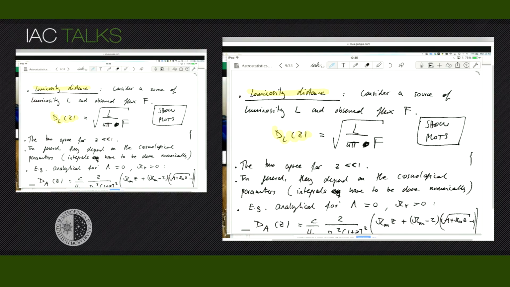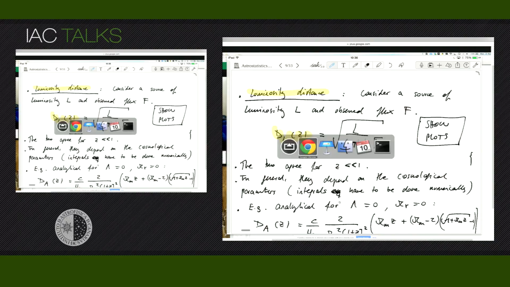But in an expanding general relativity universe, the two distances do not agree. They only agree for small redshift, in which case the angular diameter distance and luminosity distance are the same, but in general, they depend on the cosmological parameters and are in general different. And let me show you a couple of plots that show you what they look like.